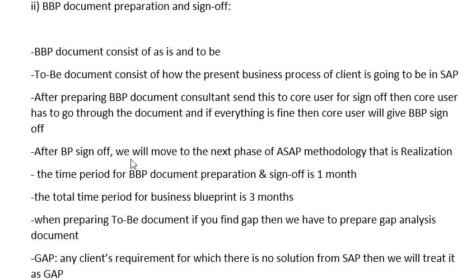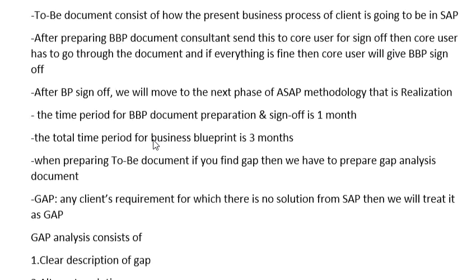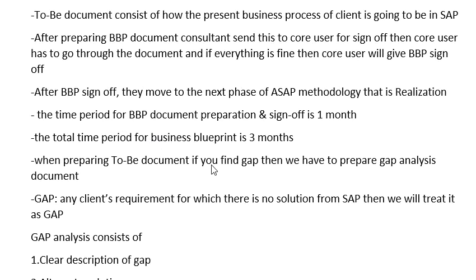Then the core user has to go through the document, and if everything is fine, the core user will give BBP sign off. After BBP sign off, they move to the next phase in the SAP methodology, that is realization. The time period for BBP document preparation and sign off is generally 1 month, and the total time period for the business blueprint is 3 months.